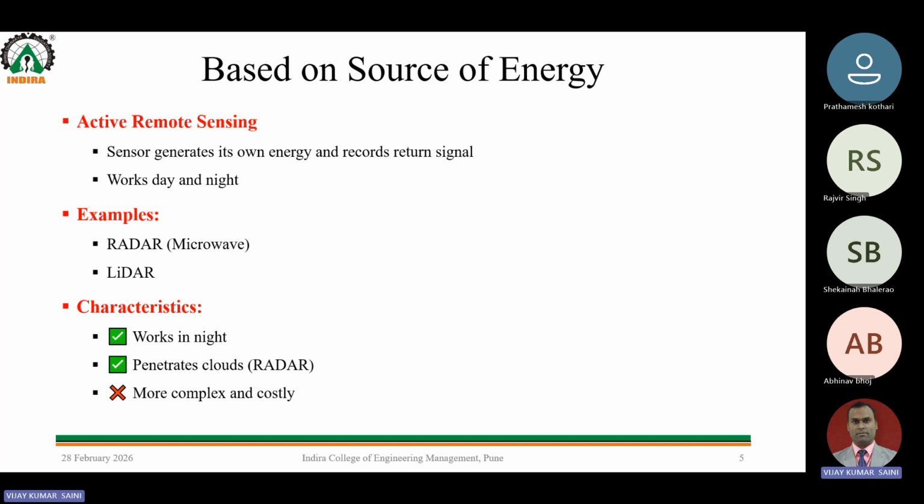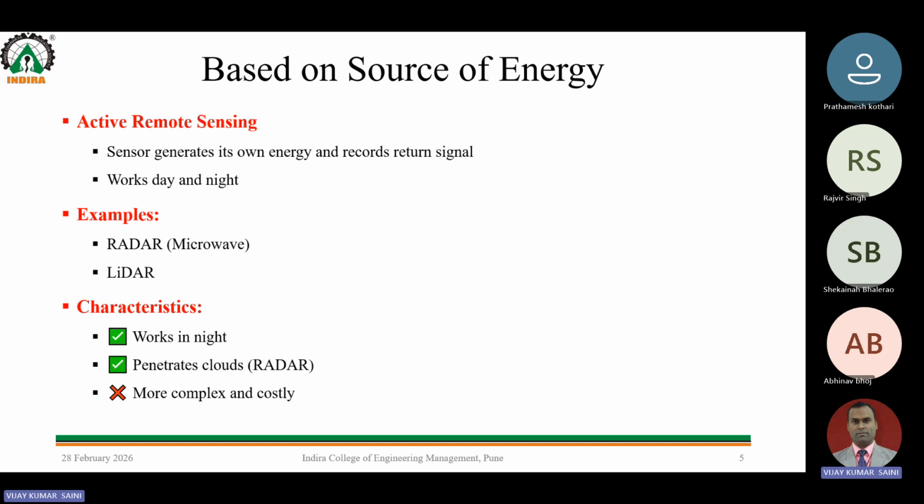Going ahead, we have the next part, that is active remote sensing. When we say active remote sensing, it generates its own energy and records the return signal. The signal is transmitted, goes and comes back, and in that way it records the signals. The best part about this is that it works in the day as well as at night. The examples for it are radar, microwave, and lidar, right?